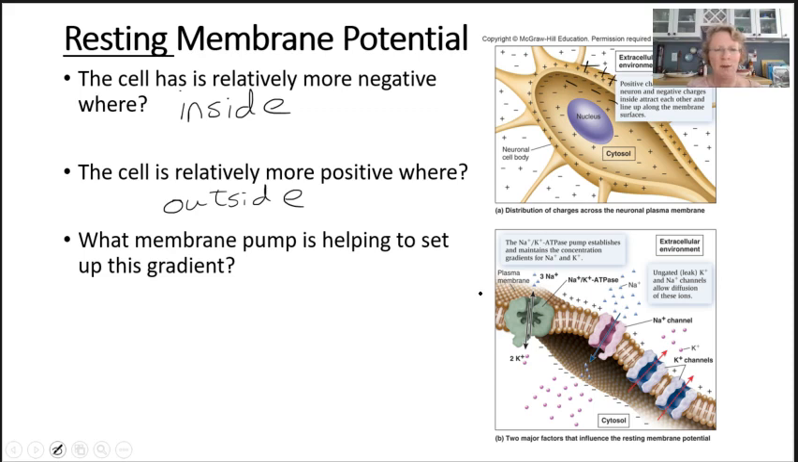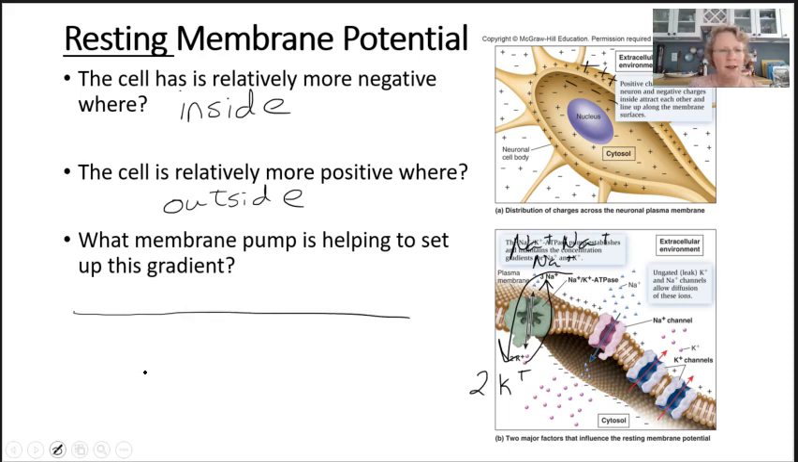And the membrane pump that's helping to set up this gradient is our sodium-potassium pump. For every 2 potassium, we're going to pump out 3 sodium. And that's going to help us to set up that gradient. More negative on the inside, more positive on the outside.